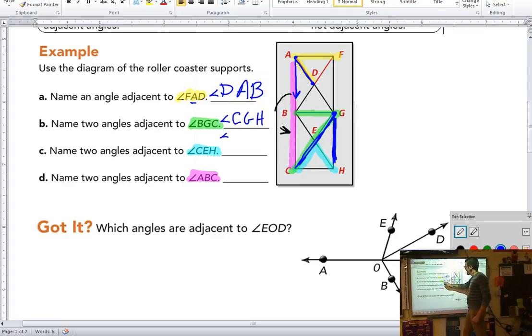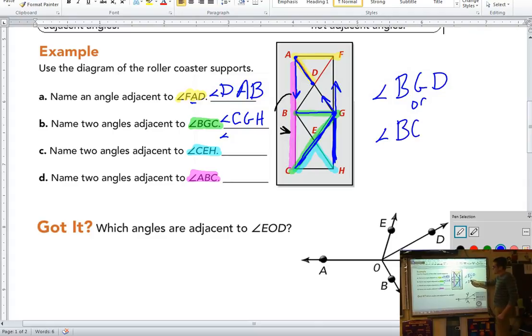CGH. And then if I go on the other side, I can use the BG, and then I could go up to F, or I could go over to D. I've got some choices there. So I'm just going to write that over here. We could do BGD or BGF if we wanted to. Either of these angles would be adjacent because it shares side BG and shares the vertex of G. I'm going to switch colors now to keep this a little bit straighter.